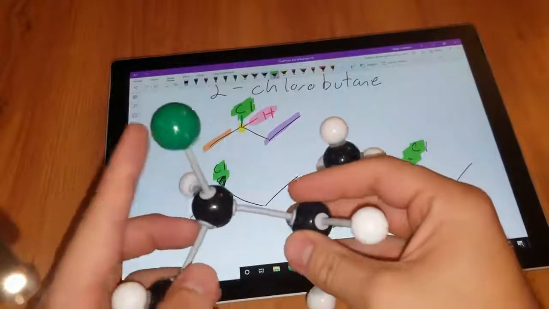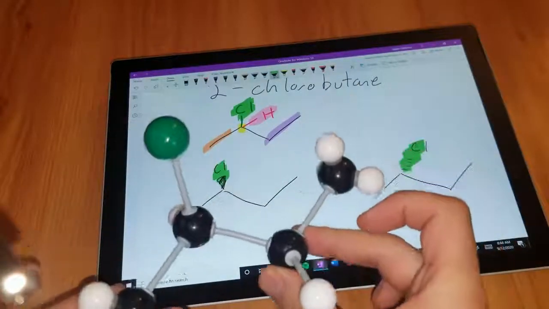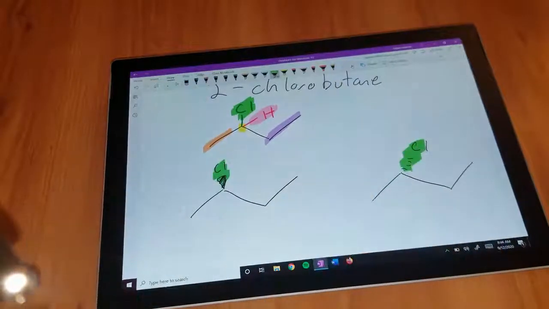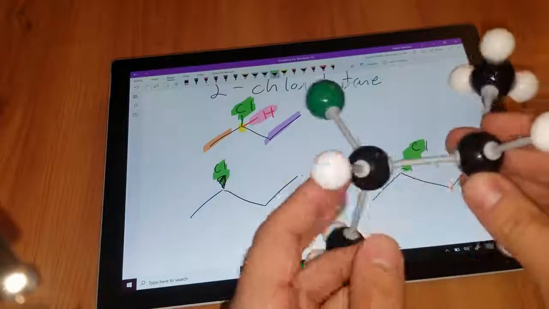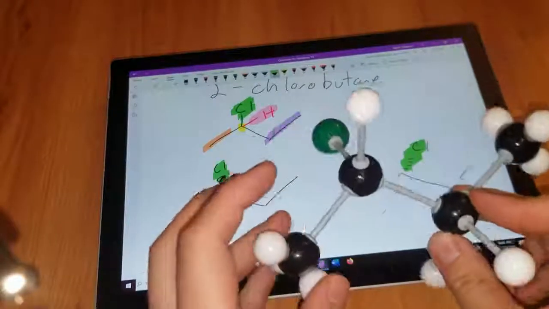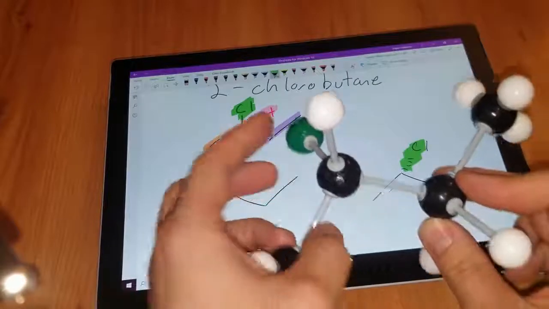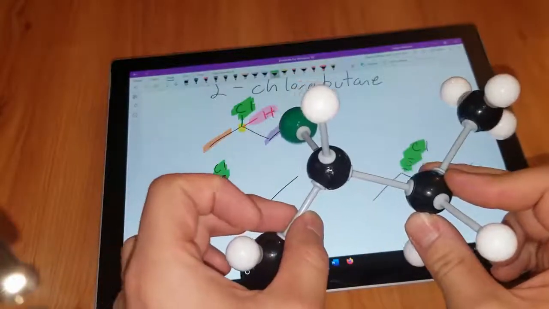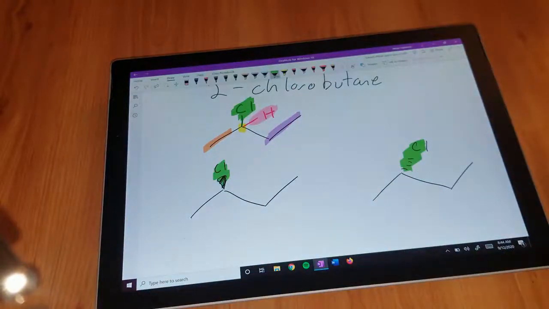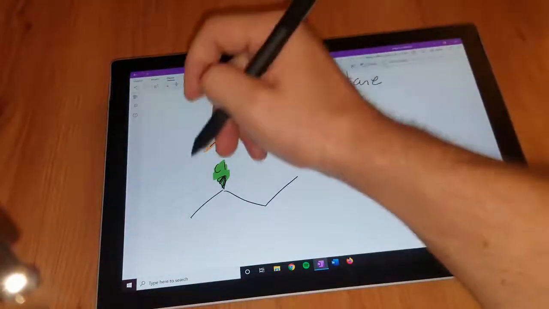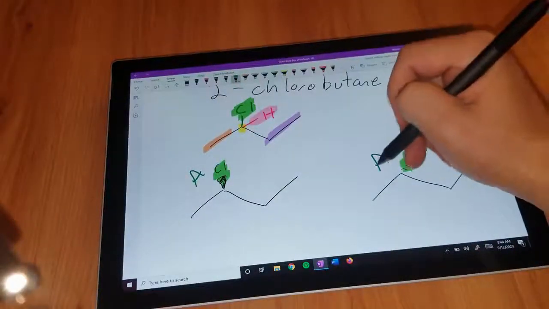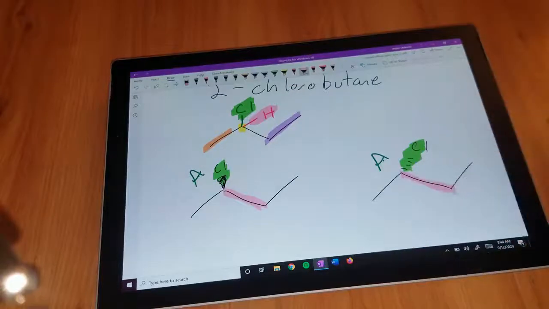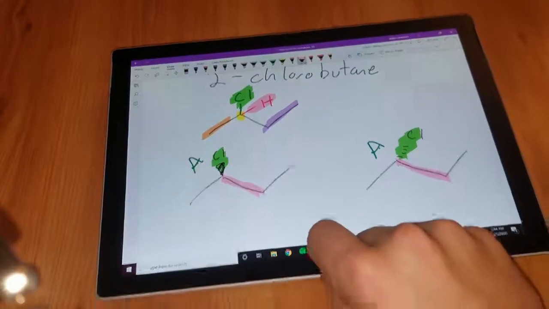You can see in this model, my chlorine is coming out of the board. You can see all 4 carbons are in the same plane, and this one is coming out of the board. On the right here, again, I have all 4 carbons in the same plane in this zigzag format. And then you can see that this chlorine is going into the back of the board. And so let's think about the Newman projections here. Again, we're going to take a look at this bond right here. Right, so this carbon-carbon bond and this carbon-carbon bond.